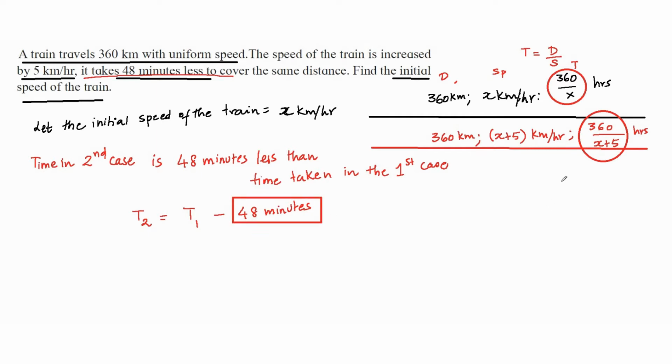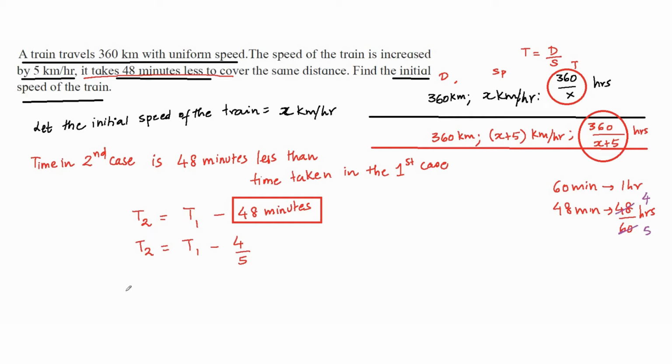So how can I do that? I know that 60 minutes is 1 hour. So 48 minutes is going to be 48 divided by 60 hours. That is going to be 4/5 of an hour. So time taken in the second case is time taken in the first case minus 4 upon 5. Again, how did I get 4 by 5? Because 48 by 60 is divisible by 12. 12 4s are 48 and 12 5s are 60. That is how I got 4 by 5.